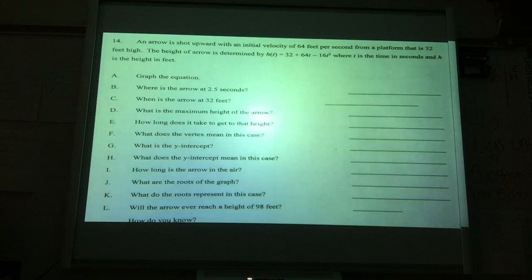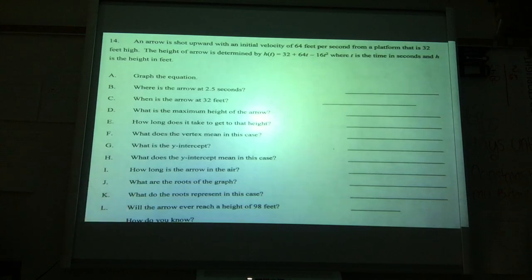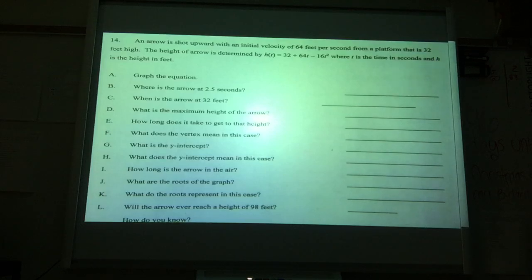All right, guys. So this recording that I'm going to make is the same problem that I actually recorded yesterday. However, this time I'm going to show you how to do it completely on the calculator. Yesterday it was all algebraic methods. This is going to be completely on the calculator. So the first thing we need to do is just simply graph the equation.